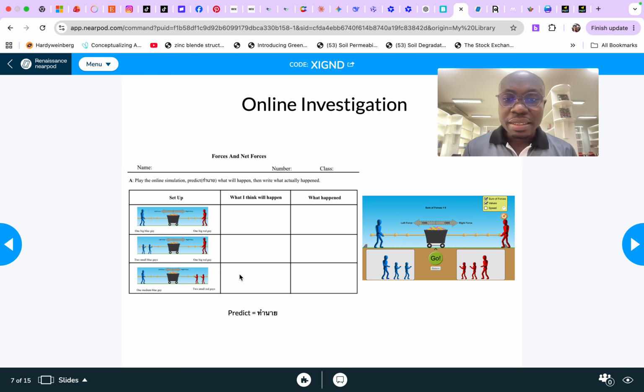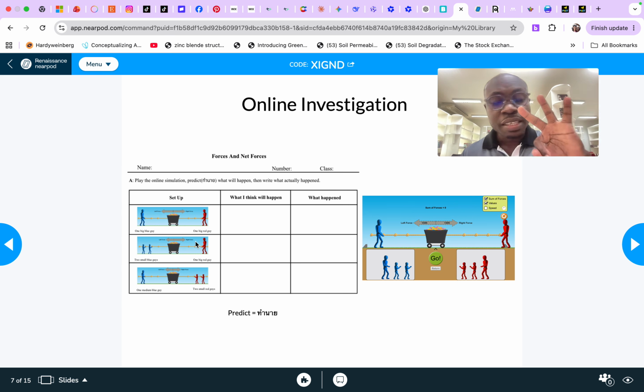Now, this part of the activity, because we are online, right? We cannot do the lab. You're going to do it online, and you're going to write your answer on the worksheet. Don't worry, teacher will send you the worksheet in the LINE group, okay? Now, this is what you're going to do. You're going to play a little online game. This is a tug of war. We have the blue team and the red team. And they're going to use forces to pull the cart. Which team is going to win? Where will the cart move? To the left or to the right?